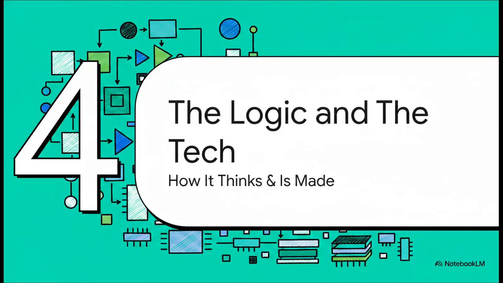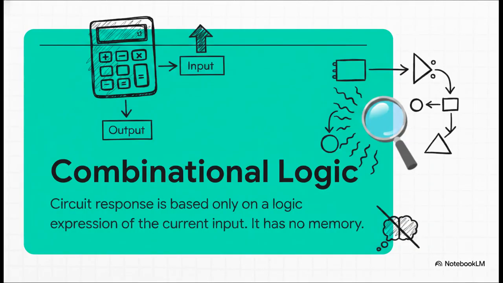All right, now we're going to peel back another layer. We've talked about what a chip does, but how does it do it? This really comes down to 2 things: the kind of logic it uses to make decisions and the physical technology it's actually built from. First up is combinational logic.